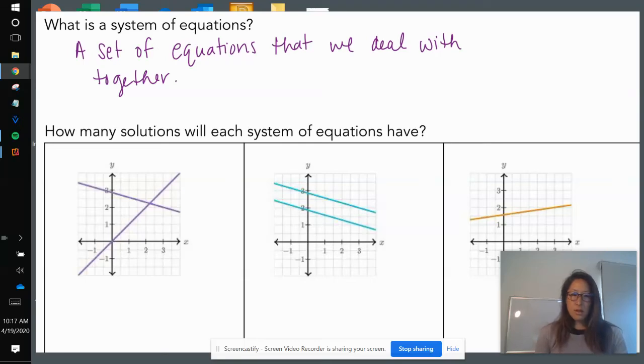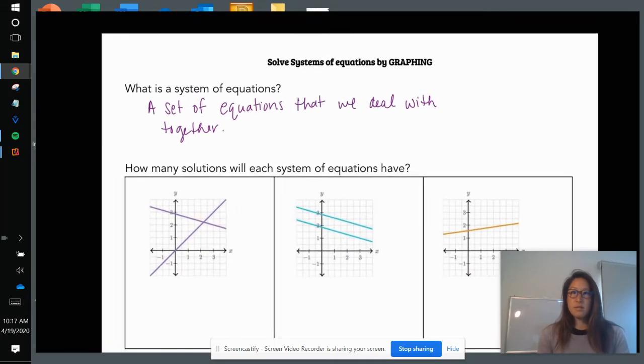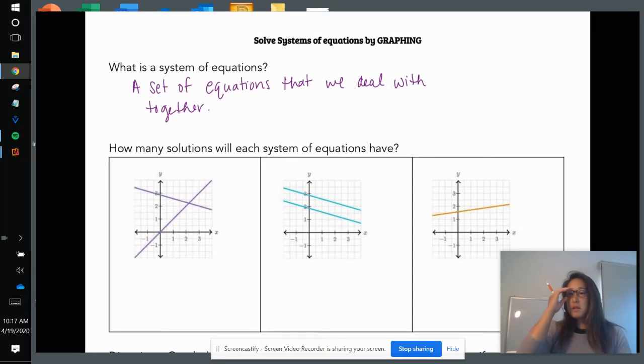All right, we're going to move on to something called systems of equations. And there's three different ways to solve a system. And the first is by graphing. So what is a system? It's just a set of equations that are dealt with together.